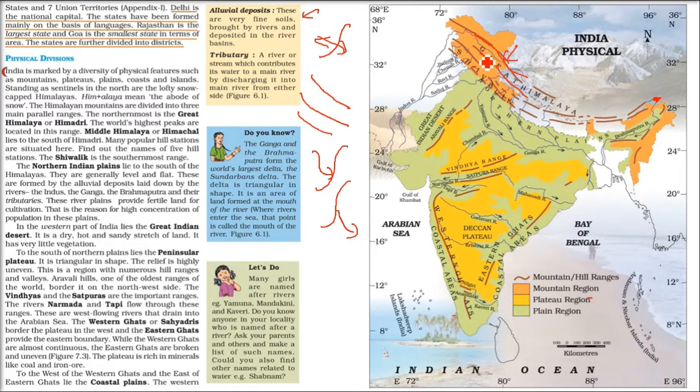Now coming to the Western Ghats. No, this is not the Western Ghats. Let me tell you about the northern Indian plain we have talked about. Coming to the Great Indian Desert. So this is the Great Indian Desert. It's a dry, hot and sandy stretch. I'm talking about the western part. Now coming to this middle portion. This is the Peninsular Plateau.